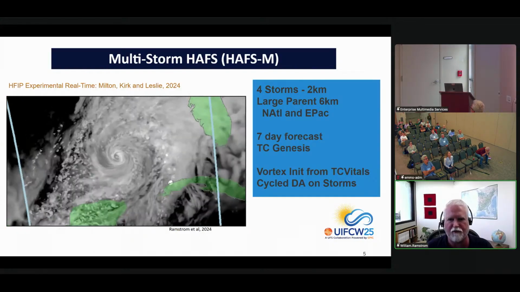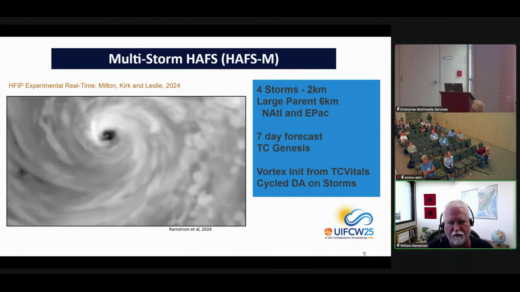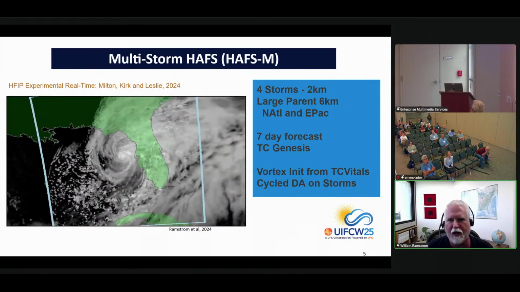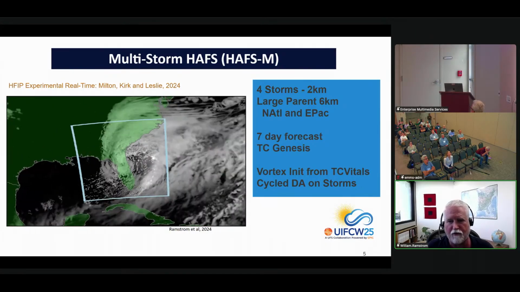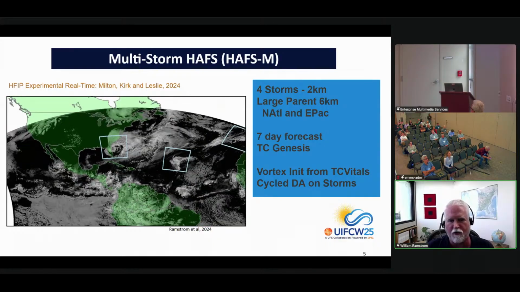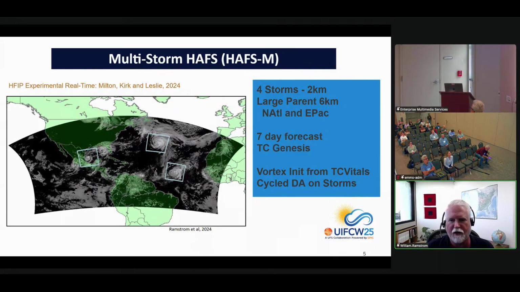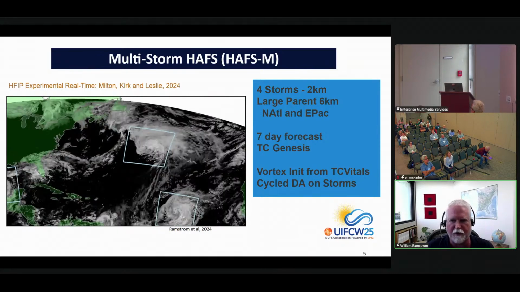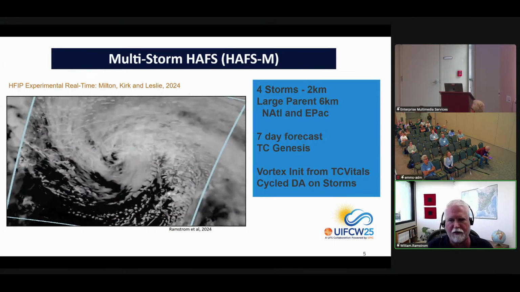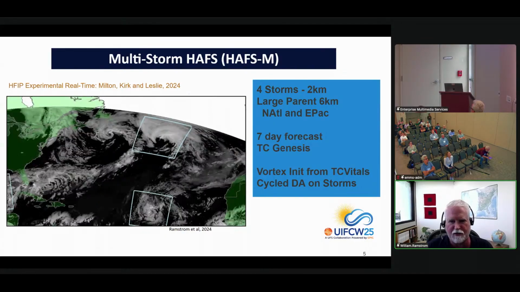So here's a graphic from several storms from last season. For this season, we're running a configuration with 4 storms running as high-resolution nests at 2 kilometers. The parent domain is at 6 kilometers. This is a static parent domain that's covering the North Atlantic and much of the East Pacific.